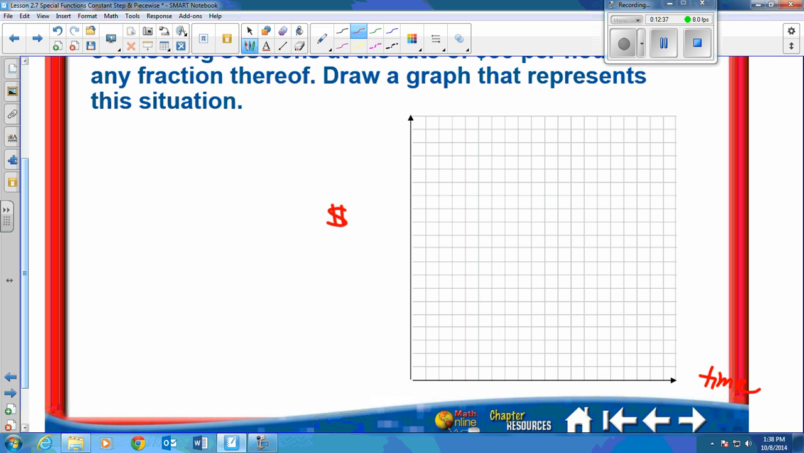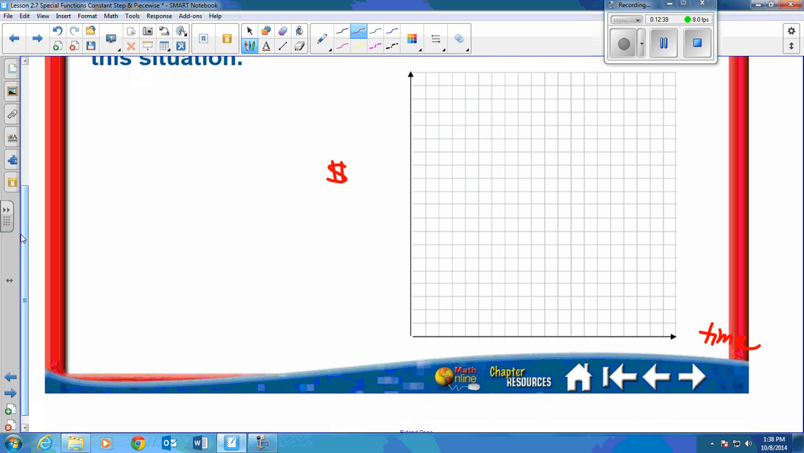Now, I'm going to enlarge this again so we can all see. So I'm going to go 1, 2, 3, 4, 5. And I know she's going to charge me for the first hour how much? 85. I'm going to enlarge this side too. 2, 3, 4. There's 85.